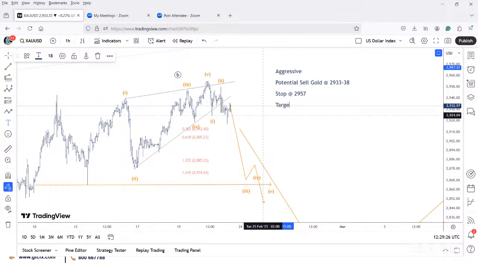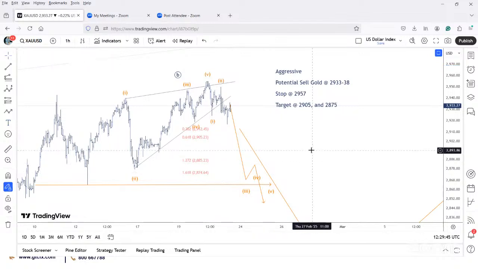And the target potential, the first has been met, which was projected on Wednesday. Now it comes to 2905 and 2875. All right. So that is not the high probable, but a bit aggressive side potential trade setup for gold.